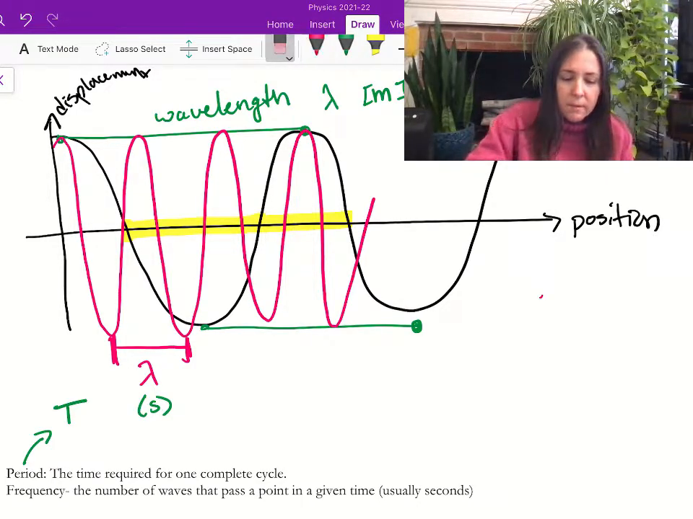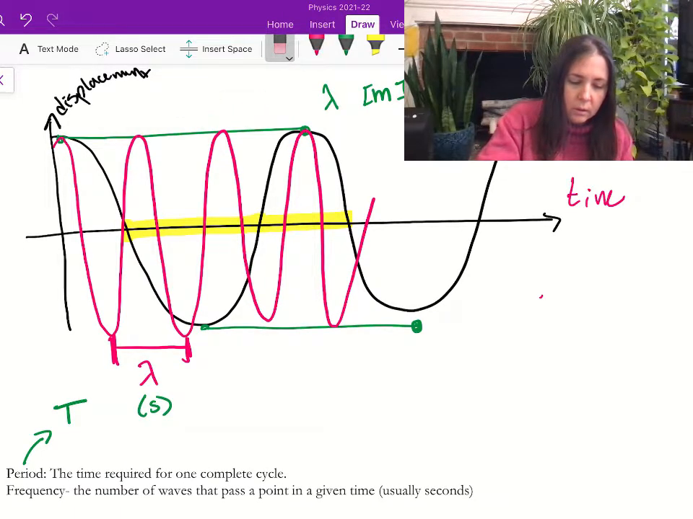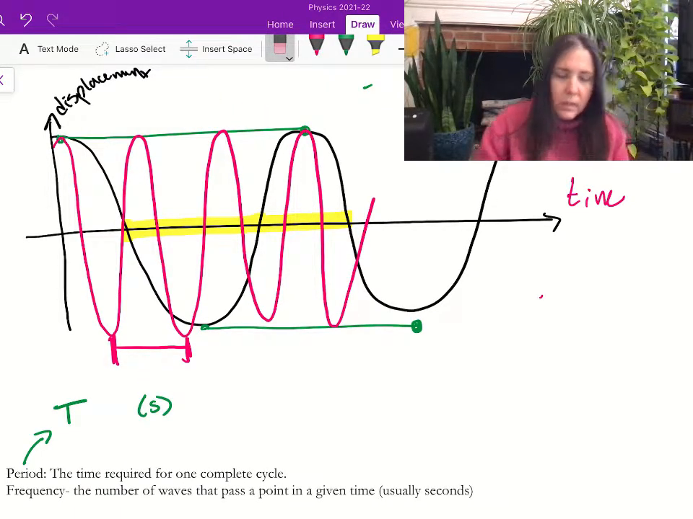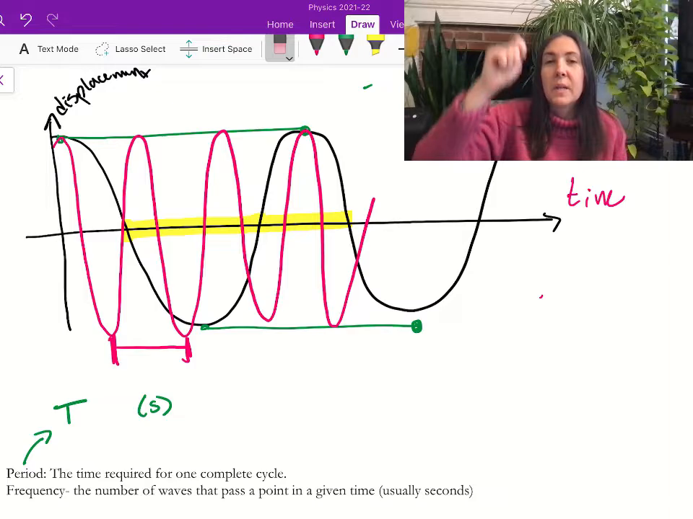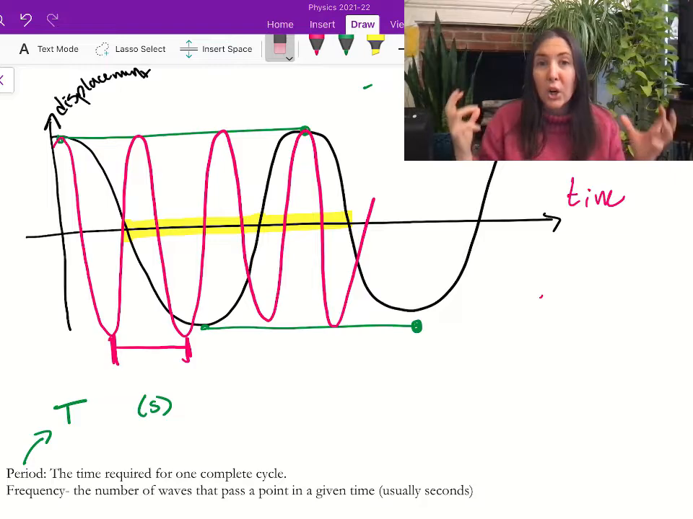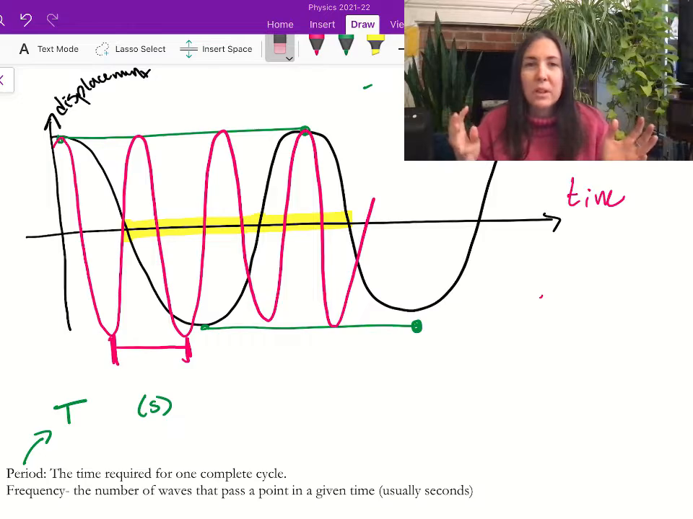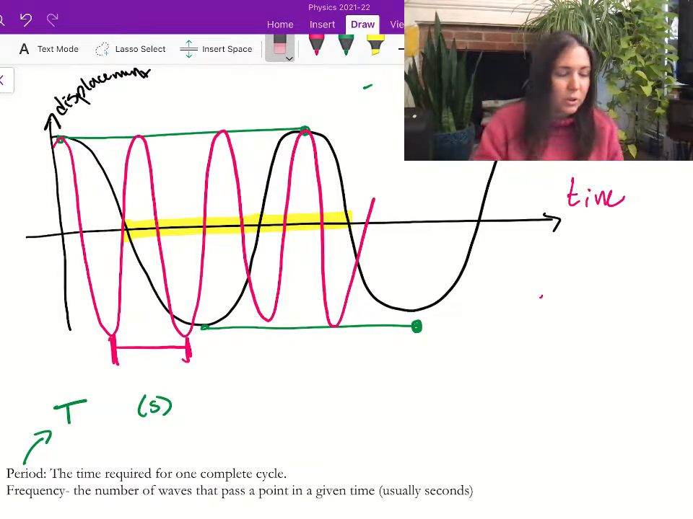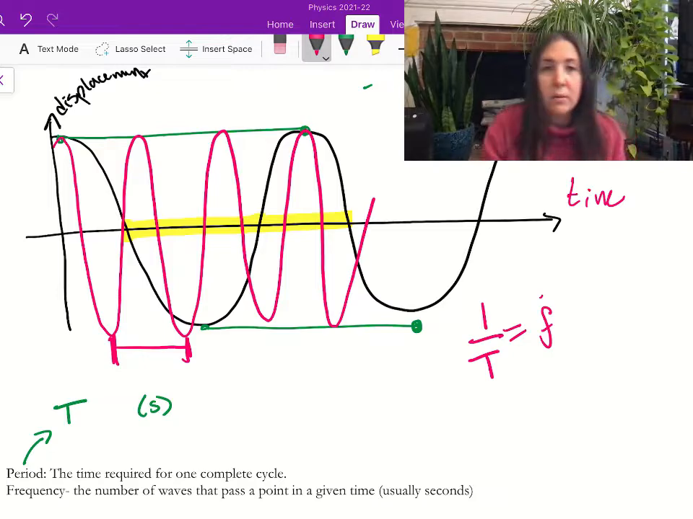So if I go back to this idea of time, here is time rather than wavelength, then you can imagine the number of times it oscillates up and down in a second will get bigger as the period decreases. So frequency and period are actually just inversely proportional to each other. So 1 over the period is the frequency of the wave.